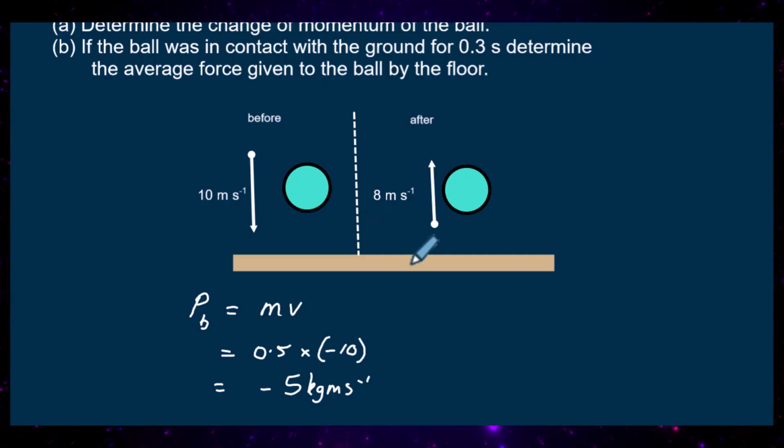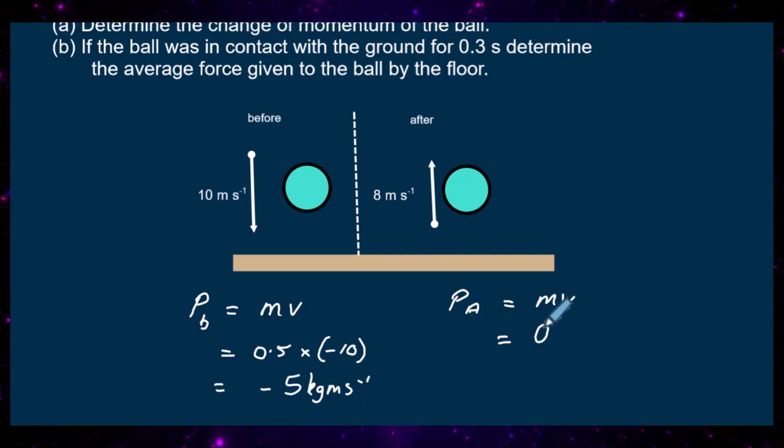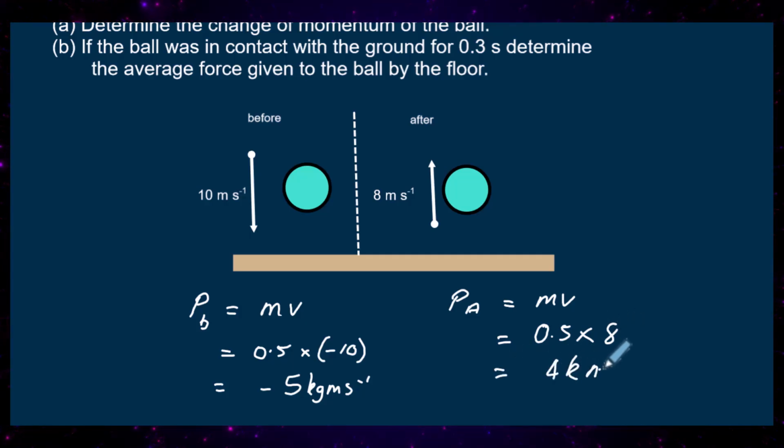Now, what about the momentum after the collision? Well, the ball is moving upwards, so the momentum after the collision, P_A, is easily found. It's mv, so it's going to be equal to the mass, which doesn't change, 0.5, multiplied by the velocity, which is 8 meters per second upwards, which means we keep it as positive 8. So we get an answer of 4 kilogram meters per second. And that's us got the two momentums, the momentum before and the momentum afterwards.